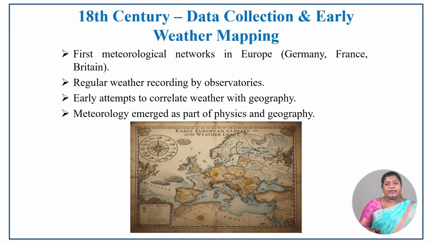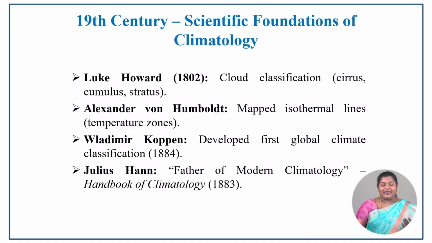In the 18th century, data collection and early weather mapping were done. The first meteorological networks in Europe, that is Germany, France and Britain, did map work and regular weather recording by observation. Early attempts to correlate weather with geography emerged, and meteorology developed as a part of physics and geography in the 18th century. The 19th century laid the scientific foundation of climatology.